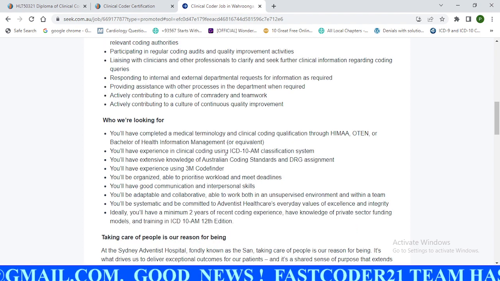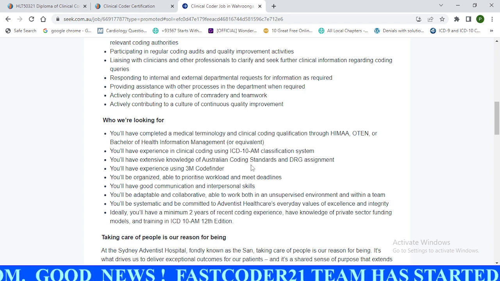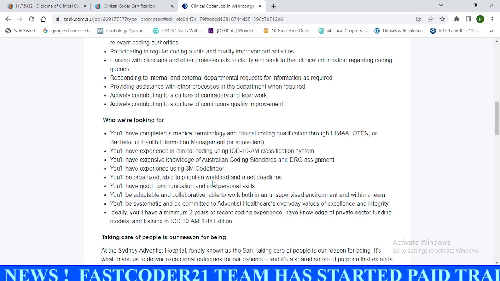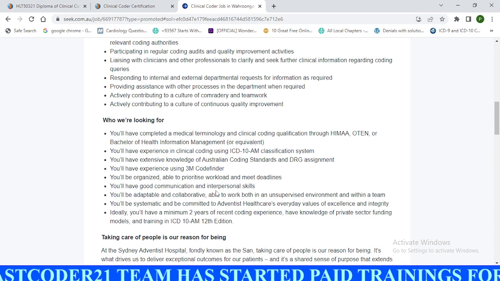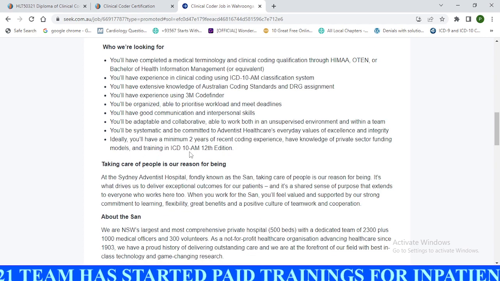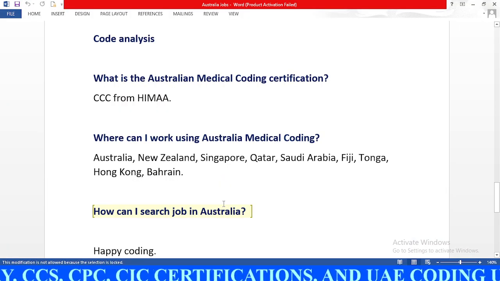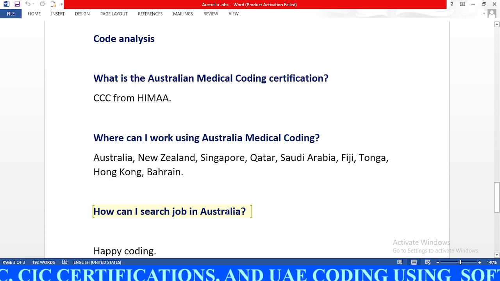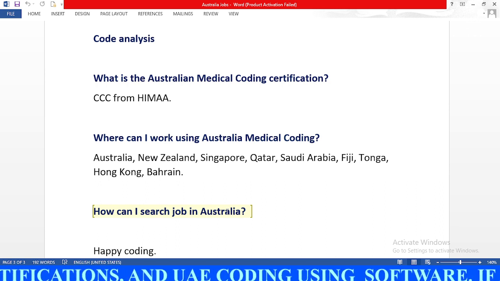See here, you need to know the ICD-10-AM classification system, Australian coding standards and DRG assignment, and you need to know 3M Code Finder. You also need good communication skills and to complete training on ICD-10-AM 12th edition. So in order to find a job in Australia, go to seek.com.au and enter clinical coder.